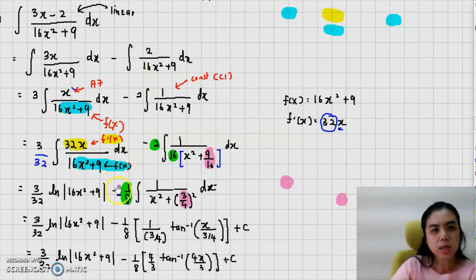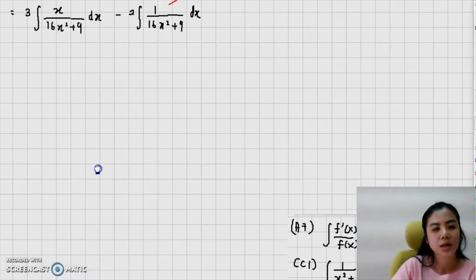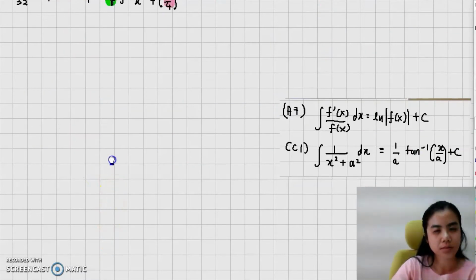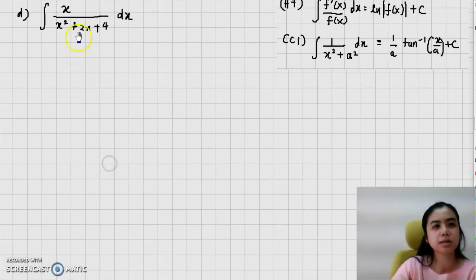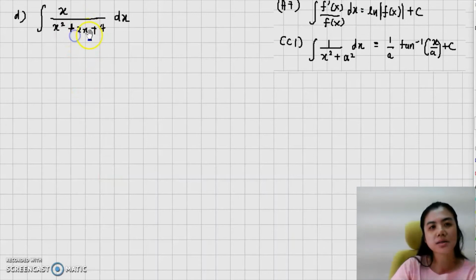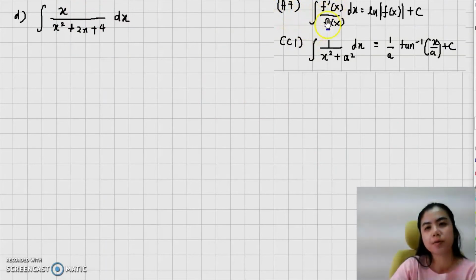But in question D we only have the x, so you don't have to split into two. When you only have the x, that is the time that you're going to use the formula of A7, that is f prime over f. Let's look at what our f prime is.